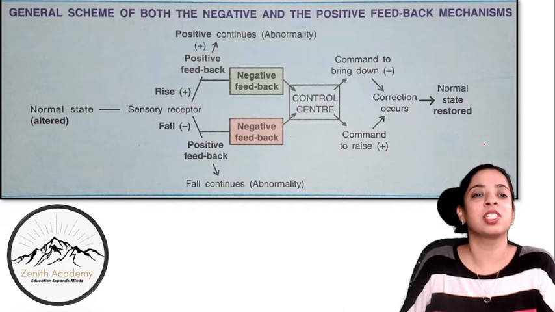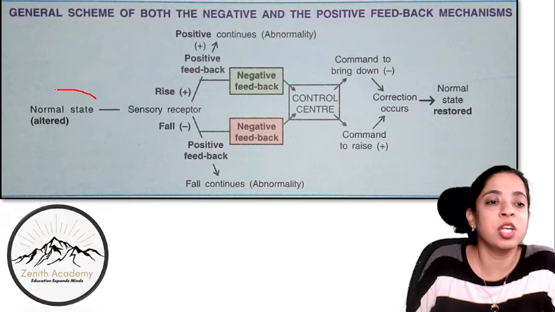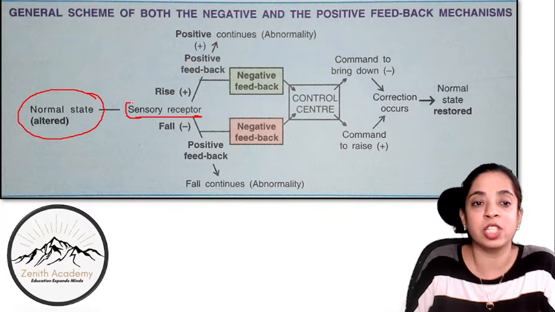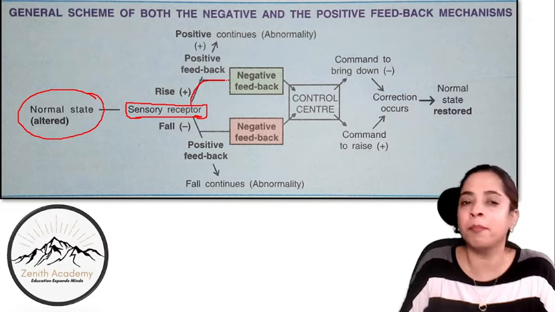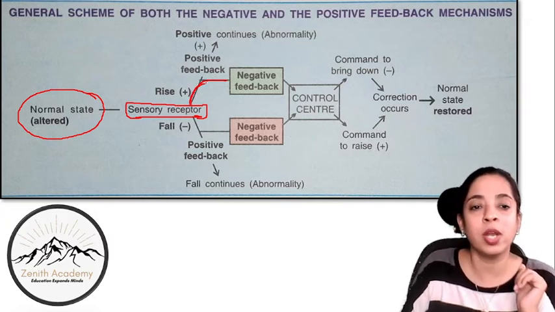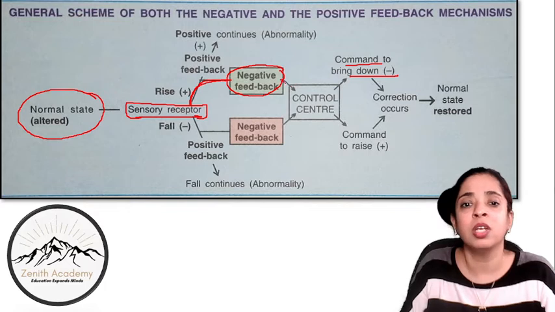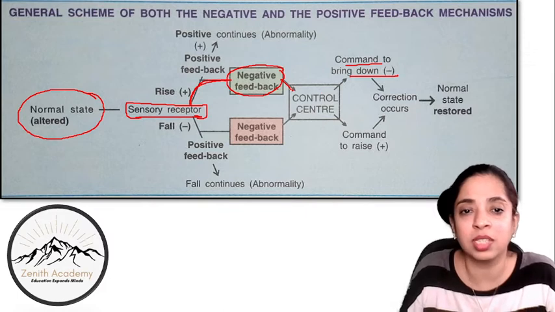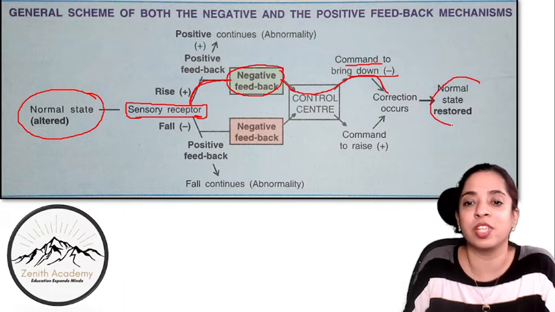Now I will explain this general scheme of both negative and positive feedback mechanisms. Watch carefully. Once the normal state is altered, the sensory receptor receives this change. Suppose there is a rise in the level of some substance in our body. What will the negative feedback do? If there is a rise, it will command to bring it down. The control center commands to bring it down, correction is done and the normal state is restored.